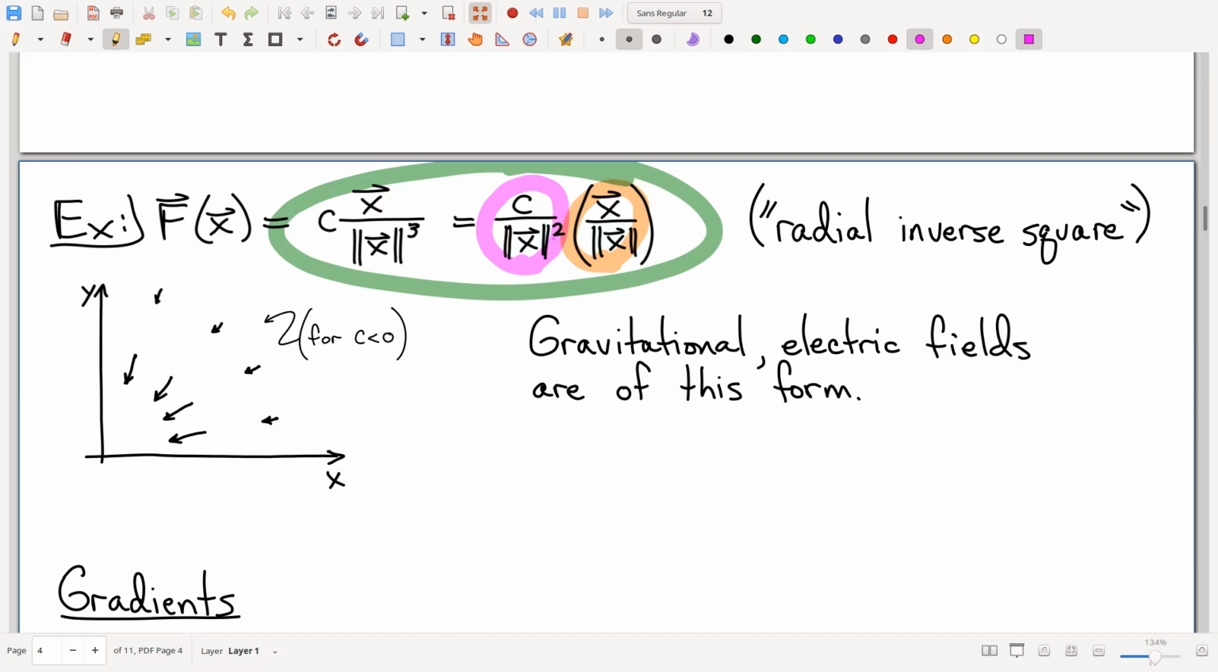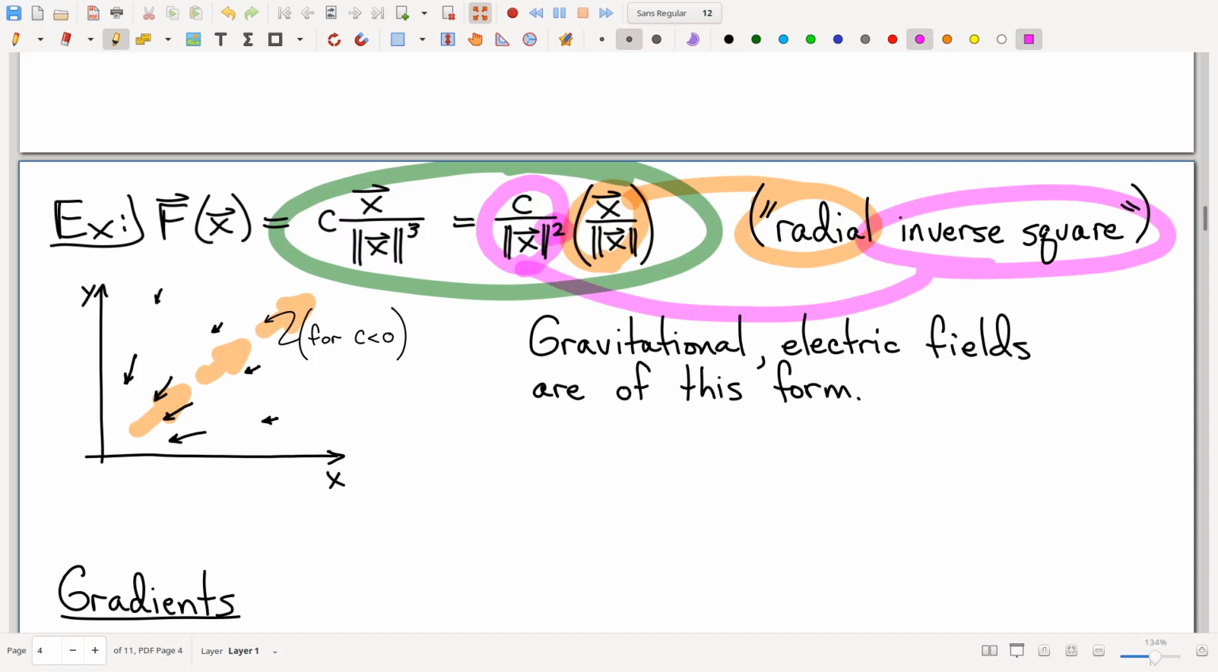Right? So this is what's called a radial inverse square vector field. Radial because x divided by the magnitude of x is always a unit vector pointing outward. Always outward. That's the term radial. And inverse square because the magnitude goes as the inverse square of the distance from the origin.